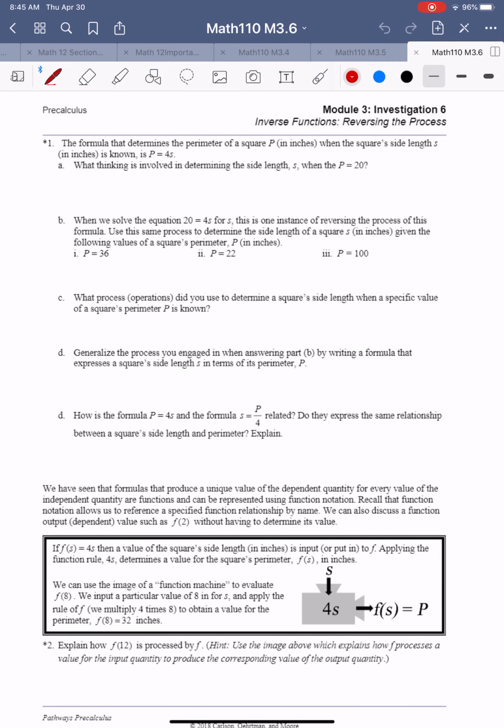Hello, this is Module 3 Investigation 6. This is the last section of Module 3. This is about inverse functions and reversing the process.